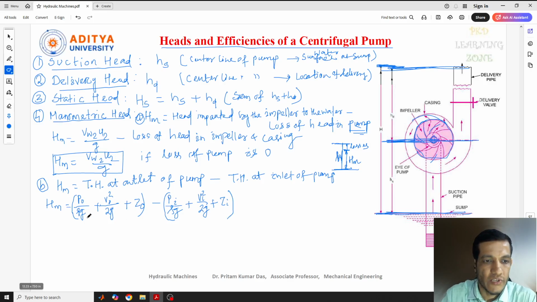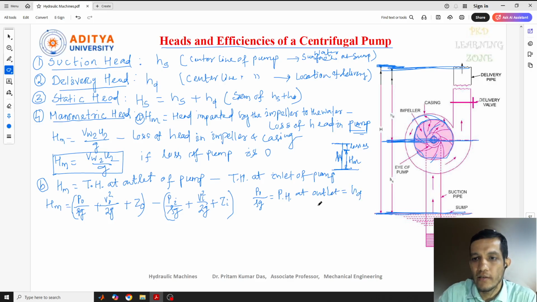Okay, so this is the manometric head: the total head at the outlet of the pump minus total head at the inlet of the pump. These values I already told previously. Again, if you want, I'll tell you, this Po by rho g is nothing but pressure head at the outlet condition, and this one we can also write as Hd.